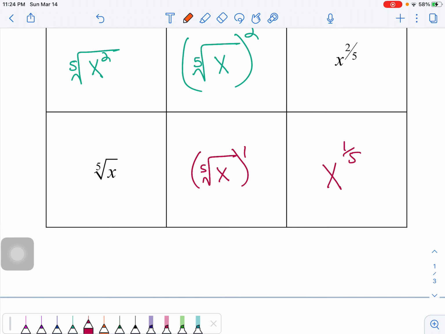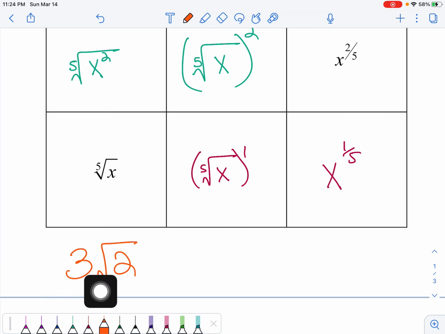Now, the one thing I want to caution you about here is you can have a coefficient in front of a root. So 3 times the square root of 2. Okay, you'll notice 3 square root of 2. This expression is very different than the cube root of 2. So make sure that your coefficients are different than your index values.